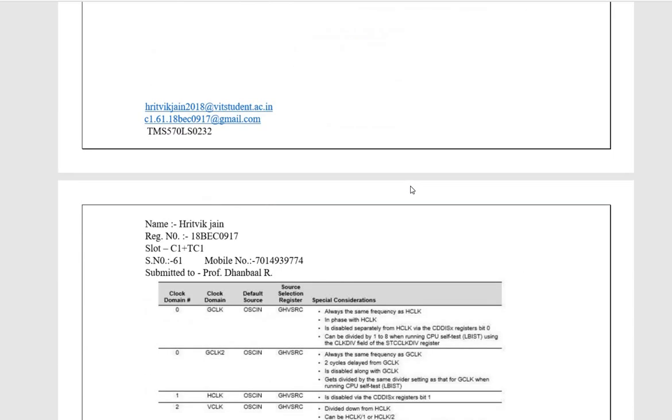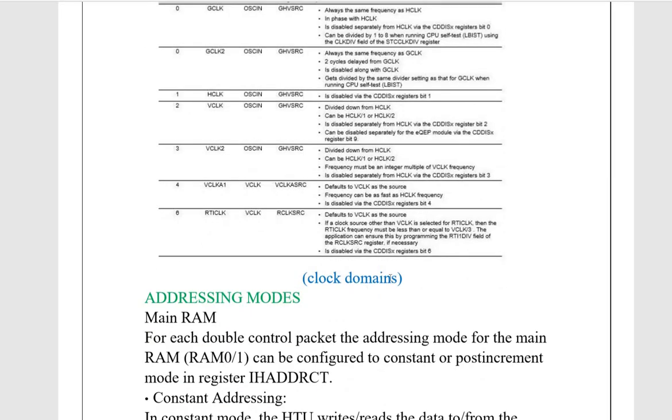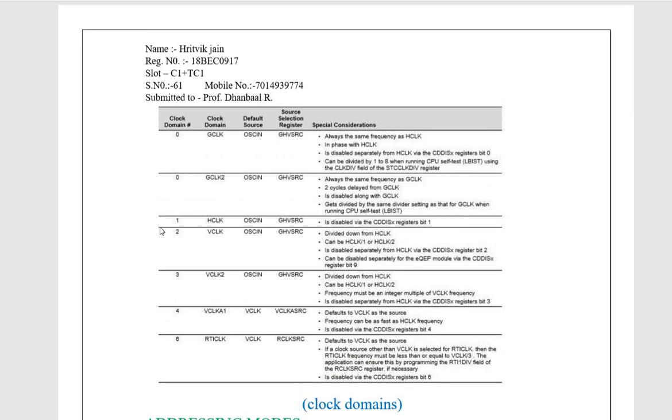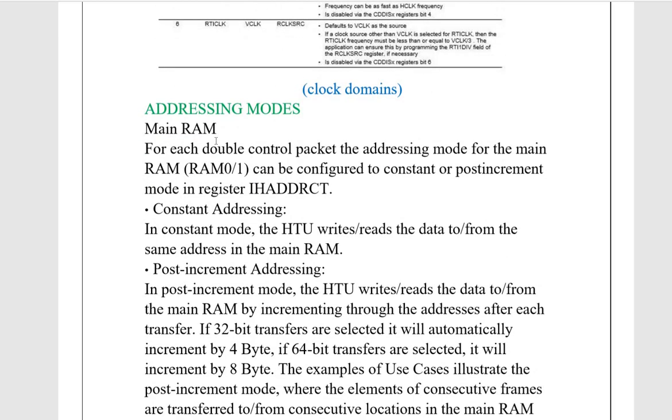And this is the clock domains table. Here is the serial number, clock domain, default source, selection register, and special consideration. Under special consideration, I specifically wrote what special characteristics apply in this microcontroller. And here I wrote about the addressing mode.